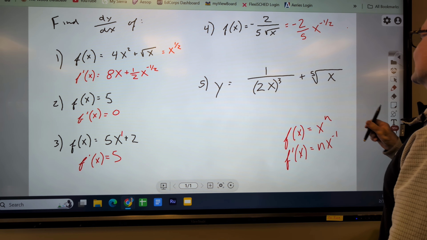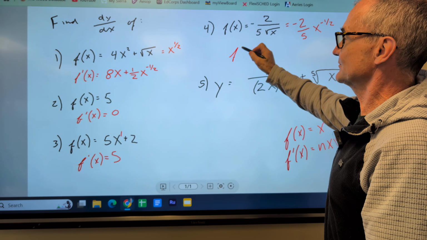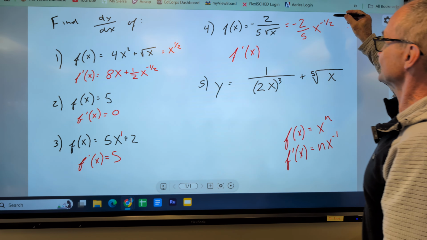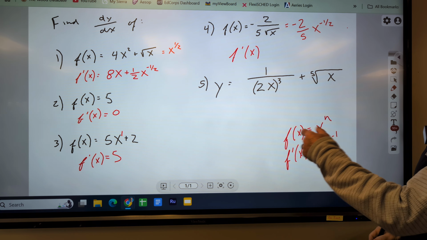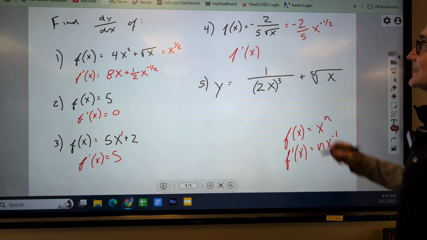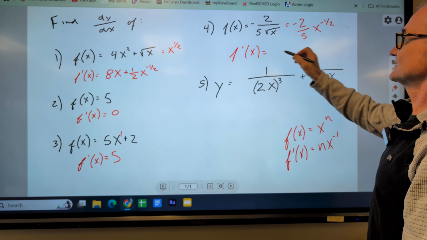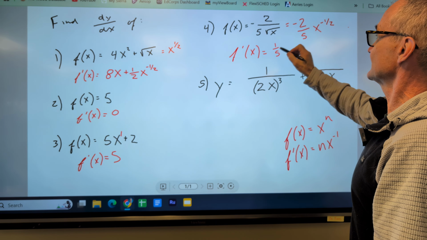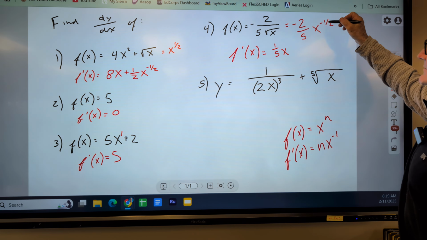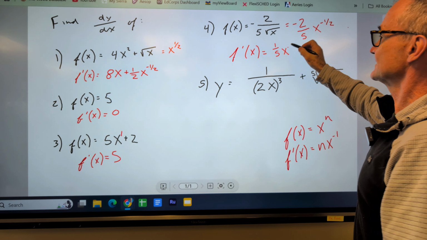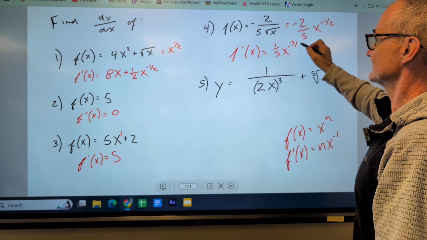Now that I have that, my derivative, f prime of x, it's going to be -1/2 times -2/5. That's going to be positive. So that's going to be positive 2/10, or 1/5 x to the -1/2 minus 1, -1.5, or -3/2.